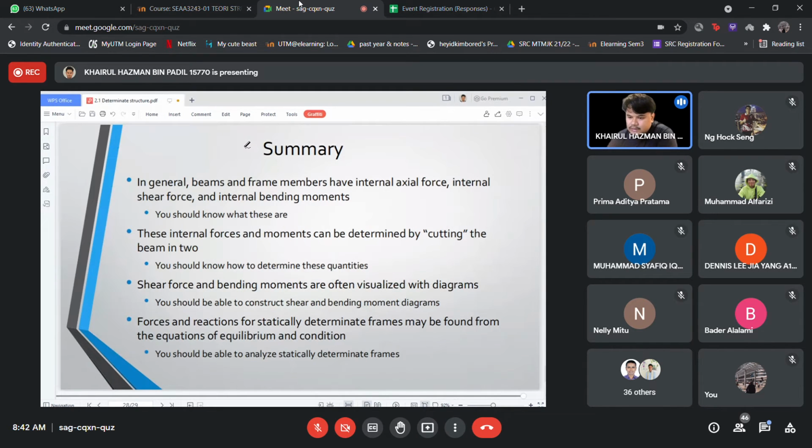So in summary, in general, beams and frame members have internal axial forces, internal shear force, and internal bending moment. So you should know what this is. Okay, you can read this later on.